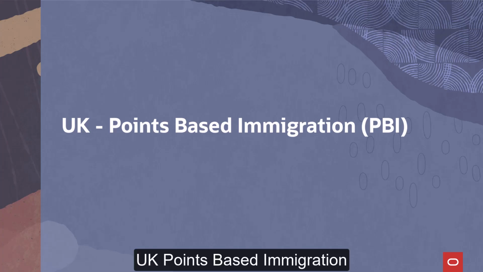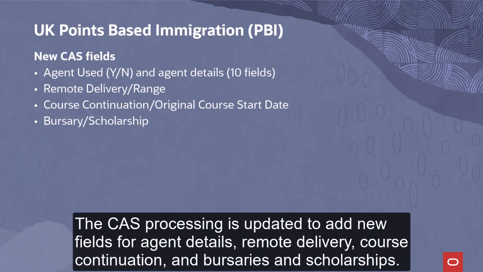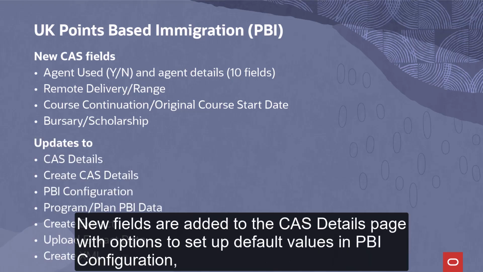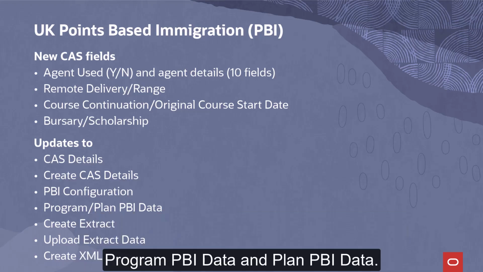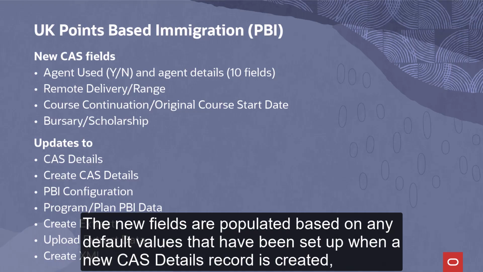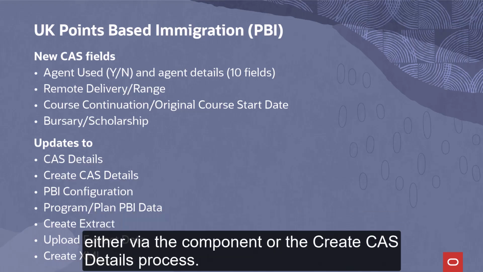UK points-based immigration. The CAS processing is updated to add new fields for agent details, remote delivery, course continuation, and bursaries and scholarships. New fields are added to the CAS details page, with options to set up default values in PBI configuration, program PBI data, and plan PBI data. The new fields are populated based on any default values that have been set up when a new CAS details record is created, either via the component or the Create CAS Details process.